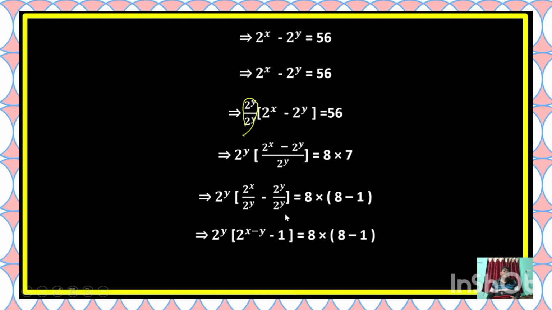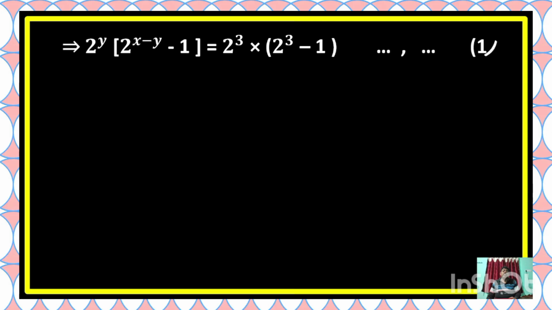Okay. Now 2 to the power x divided by 2 to the power y, what is the formula? Can you tell me? 2 to the power x minus y. And 2 to the power y divided by 2 to the power y will cancel; the value will be 1. Understand? Thus 2 to the power y whole into 2 to the power x minus y minus 1, and 8 can be written in exponent form as 2 to the power 3. Thus we get 2 to the power y whole into 2 to the power x minus y minus 1 is equal to 2 to the power 3 whole into 2 to the power 3 minus 1.